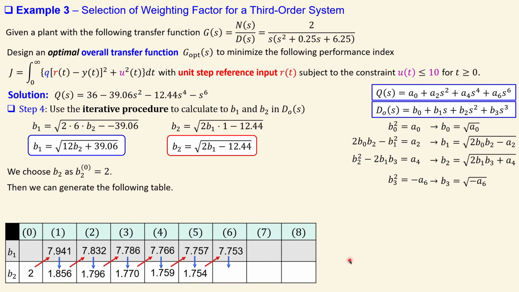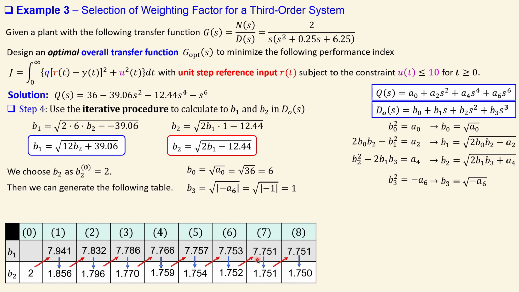So what you see is it's sort of converging to some values for B1 and B2 also. B1 is, yeah, sort of 7.75, and B2 is 1.75. Again, this is what we had, and this is now what you get for B1 and B2. And then you get this polynomial: 6 plus 1.75s plus 7.75s squared plus s cubed, because the B3 was 1. And that is now our Hurwitz polynomial.